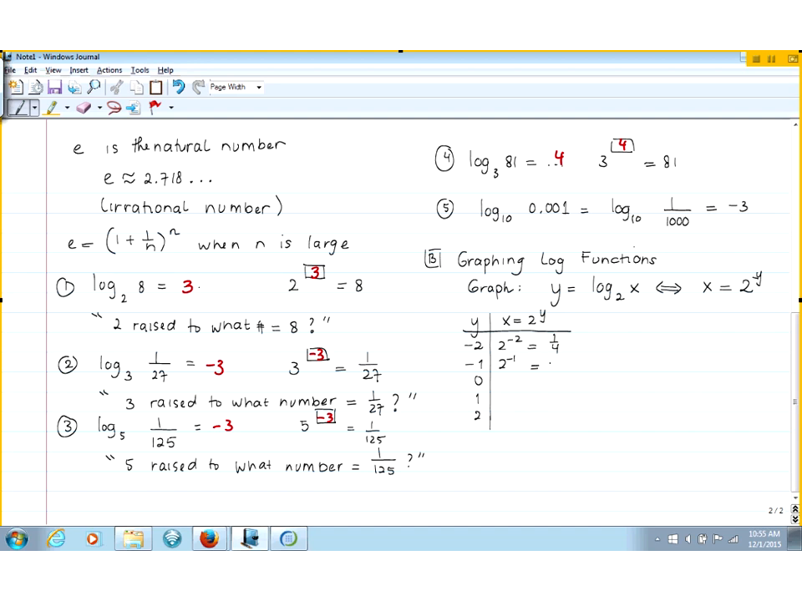So what is 2 to the -2? 1/4. 2 to the -1. 2 to the 0. 1. 2 to the first power.